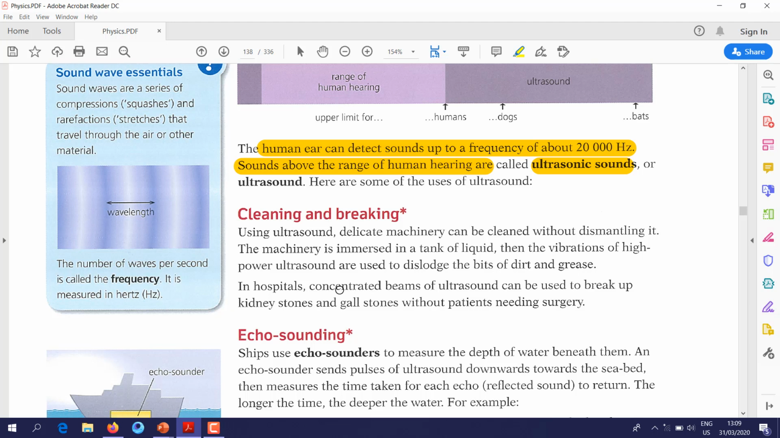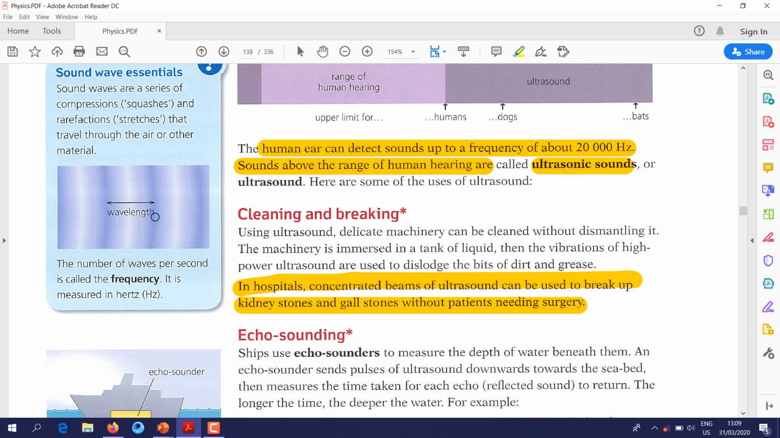In hospitals, concentrated beams of ultrasound can be used to break kidney stones and gallstones. We will talk about this example because, of course, all of you have heard about it. For example, you have stones in your kidney. These stones are harmful and painful, so you should get rid of them. How can you break these stones? It's by using ultrasound. So they pass ultrasound to your kidney.